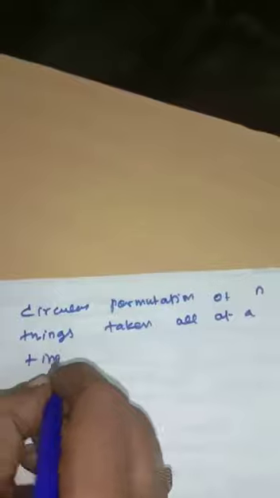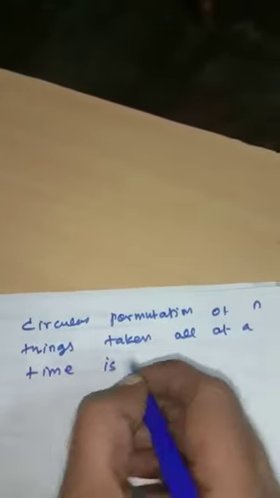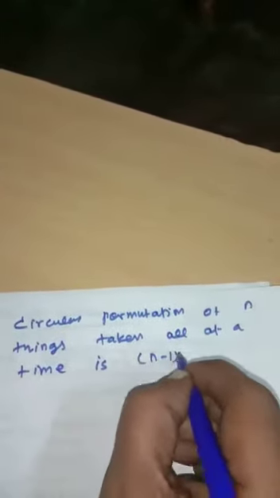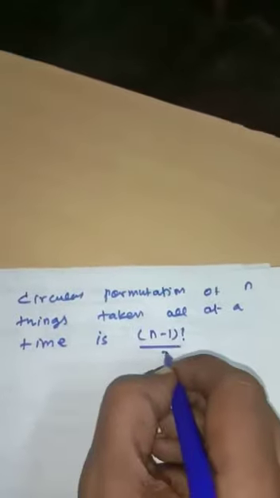Circular permutation of n things taken all at a time is (n - 1) factorial by 2.